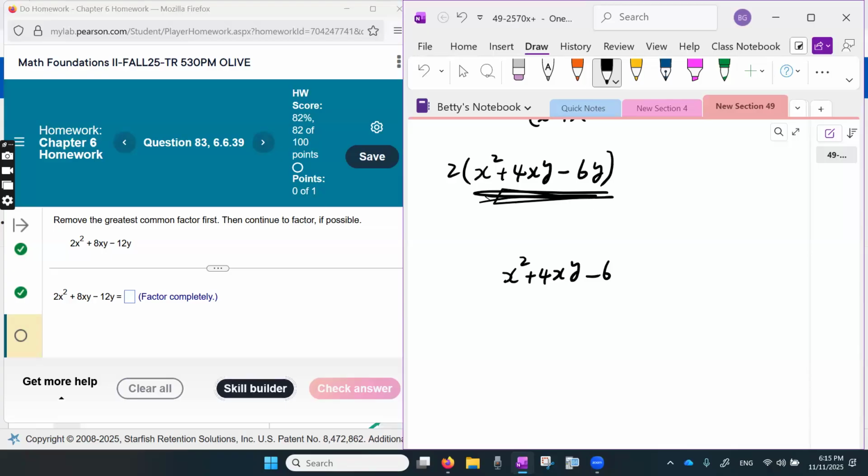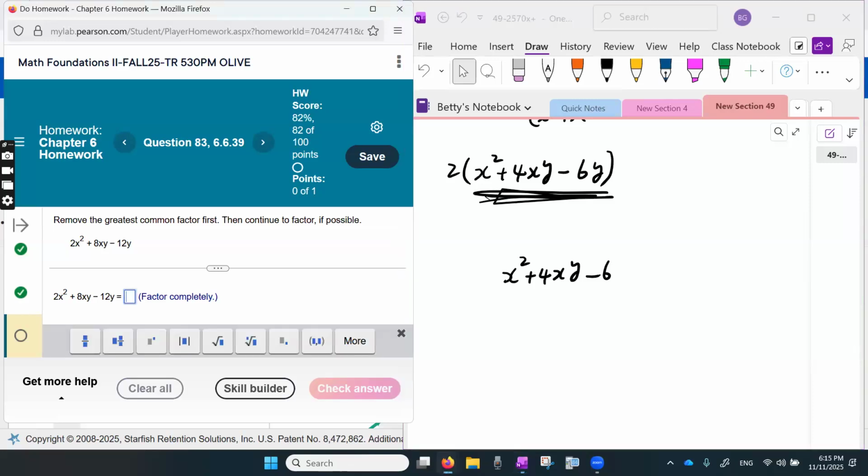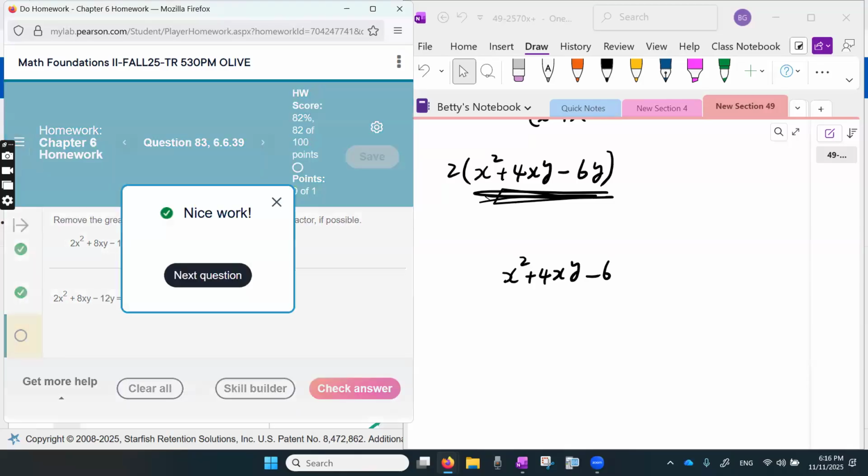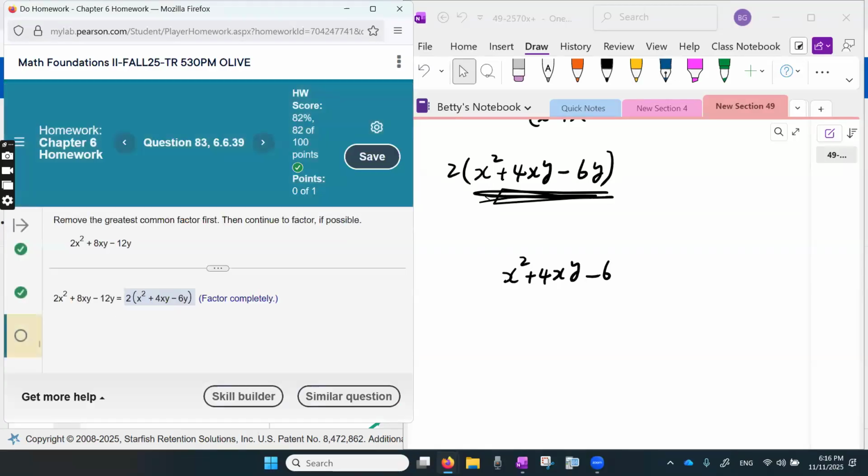I think the result is going to be just that. Yeah, so let's give it a try. 2 times parentheses x squared plus 4xy minus 6y. Double check my entry. Yeah, it's not factorable. All right, next.